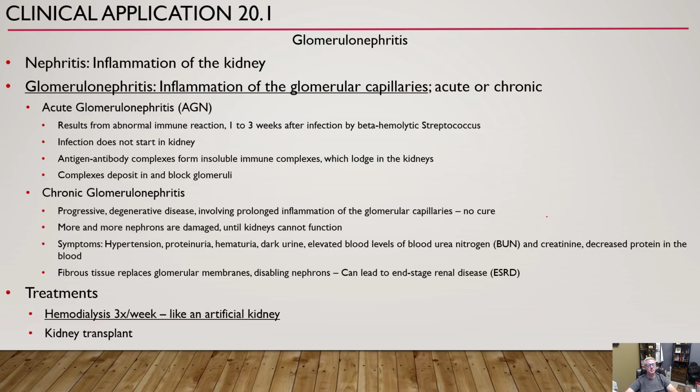All right, just some specific applications or specific diseases. Glomerular nephritis. Nephritis is just inflammation of the kidney, and glomerular nephritis is inflammation of the glomerular capillaries. It can be acute or chronic. Acute glomerular nephritis is usually a result of an abnormal immune reaction, usually caused by a streptococcus infection. It usually does not start in the kidneys, but the bacteria will migrate down into the kidneys.